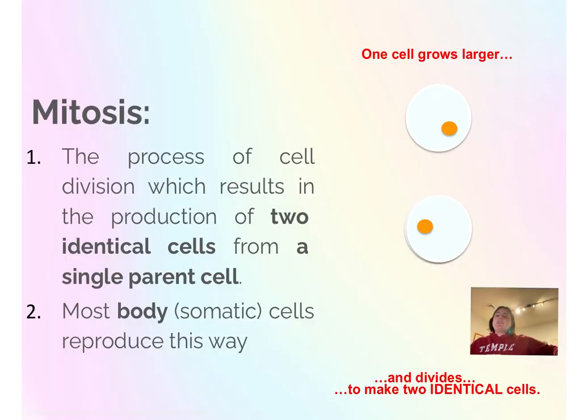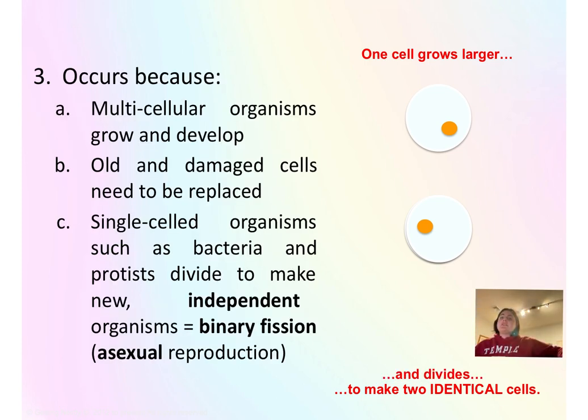Mitosis is the process of cell division that results in the production of two identical cells from a single parent cell. This is what body cells, also known as somatic cells, go through. This is a form of asexual reproduction, which we talked about earlier. This occurs because multicellular organisms have to grow and develop, and old and damaged cells need to be replaced. Single-celled organisms such as bacteria and protists divide to make new independent organisms, known as binary fission. That is a form of asexual reproduction.